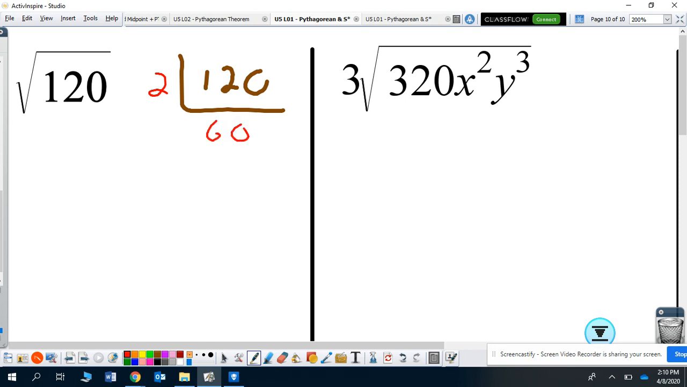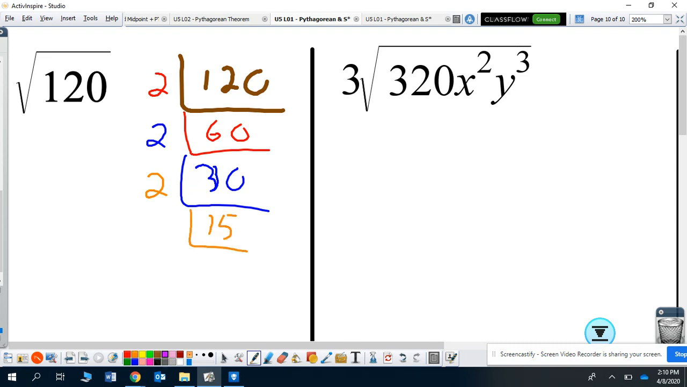That gives me 60. We're going to divide again. The smallest number again that goes in is 2. That gives me 30. All right, and then we divide again, still a 2. Don't go with 3. I know it's tempting, but don't go with 3. That gives you 15. Now the smallest number that can divide into 15 is 3. It gives me 5. Smallest number that can go into 5 is 5, so that gives me 1.